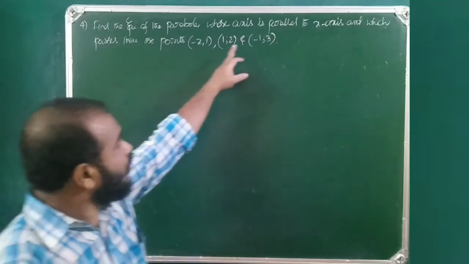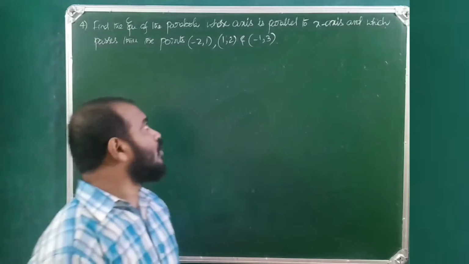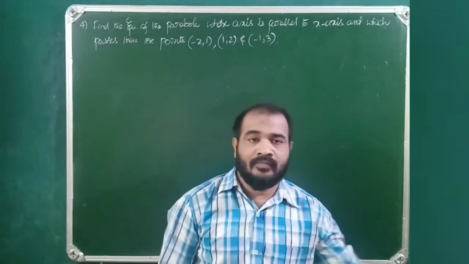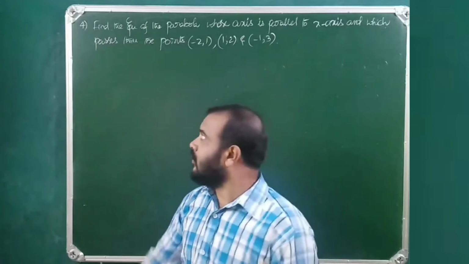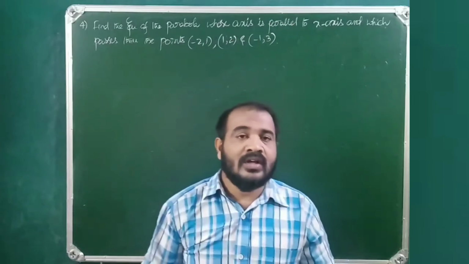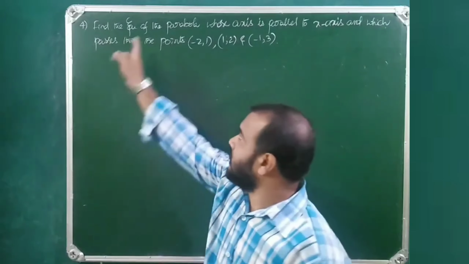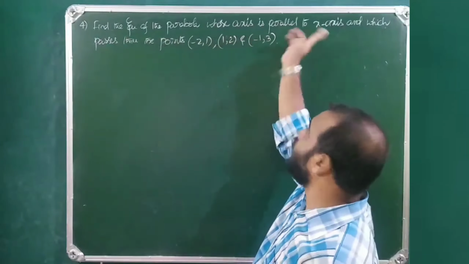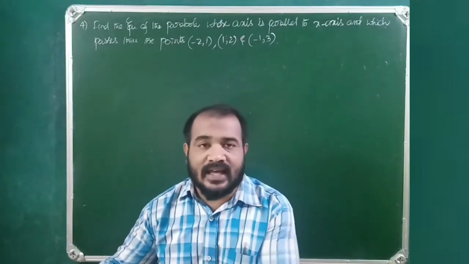Find the equation of the parabola whose axis is parallel to x-axis and which passes through the points minus 2 comma 1, 1 comma 2, minus 1 comma 3. We have already discussed in the lecture number 2 of this parabola that the equation of the parabola whose axis is parallel to x-axis is x equals ly square plus my plus n. The fifth question is the same, but with the axis parallel to y-axis, that is y equals lx square plus mx plus n.